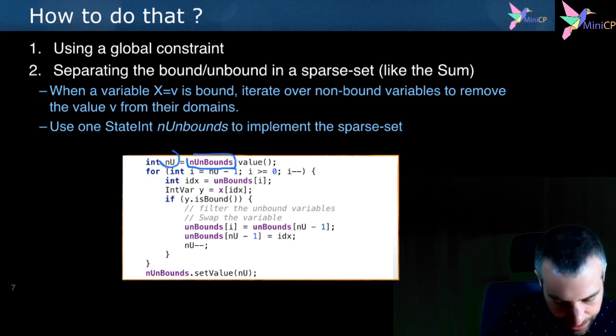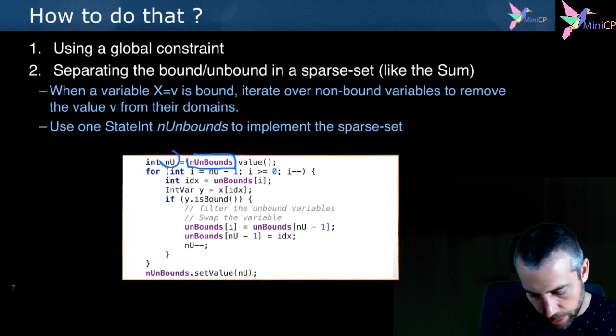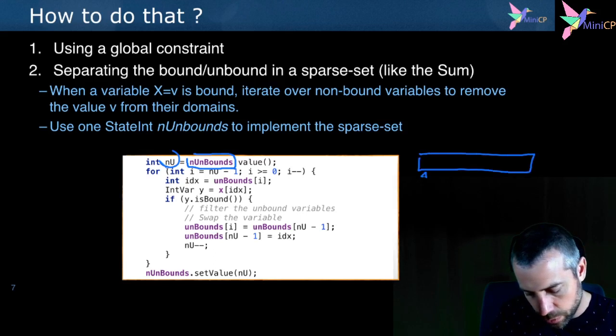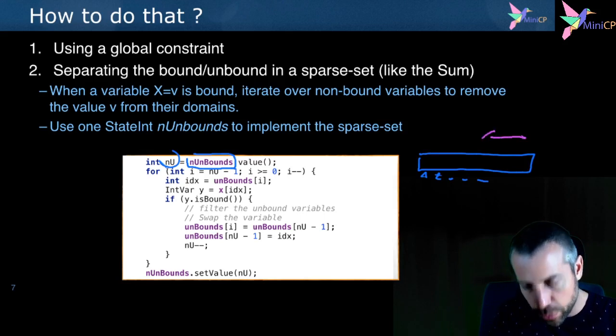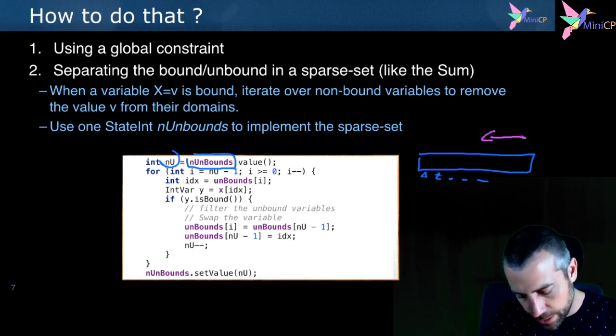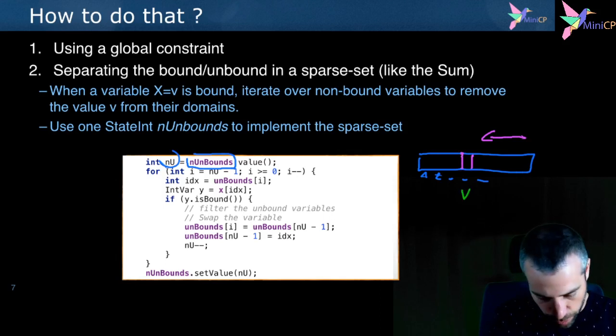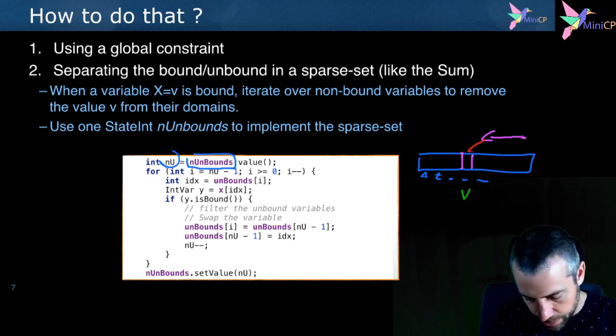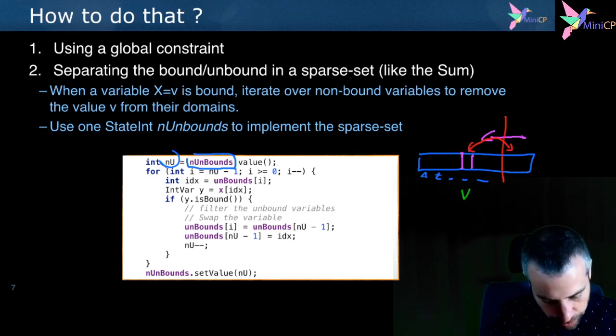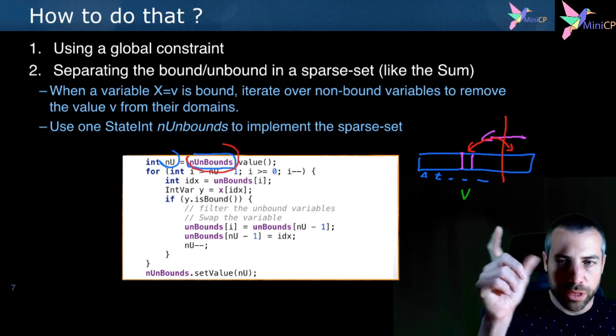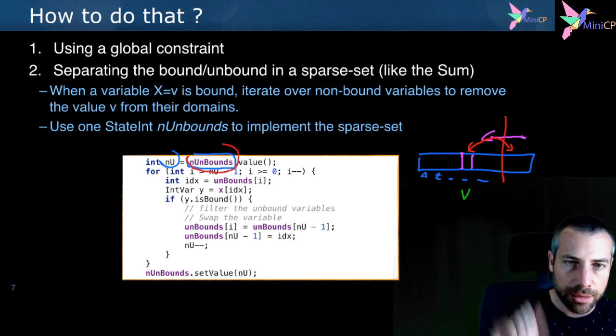And then we will scan them. So we have the n variables here, 1, 2, and so on. We will scan them from right to left. And as soon as we see that one variable is bound, we swap it with the last one, and then we decrease the number of unbound variables. So we swap and then we decrease this number.